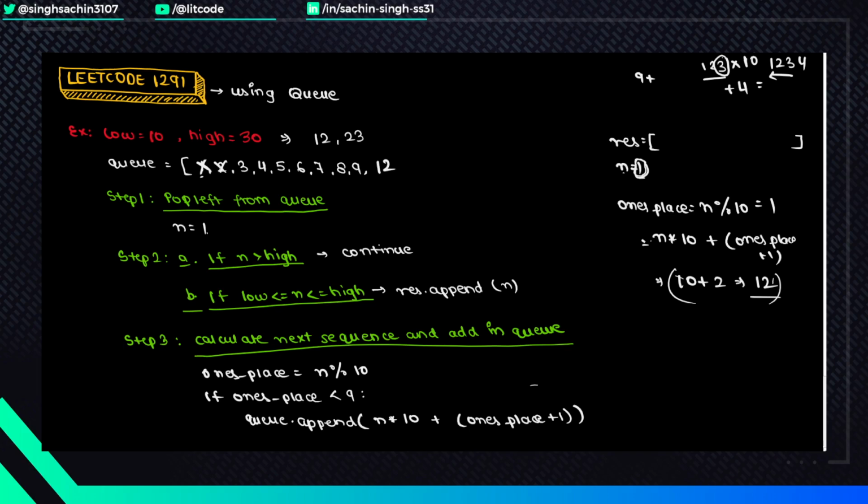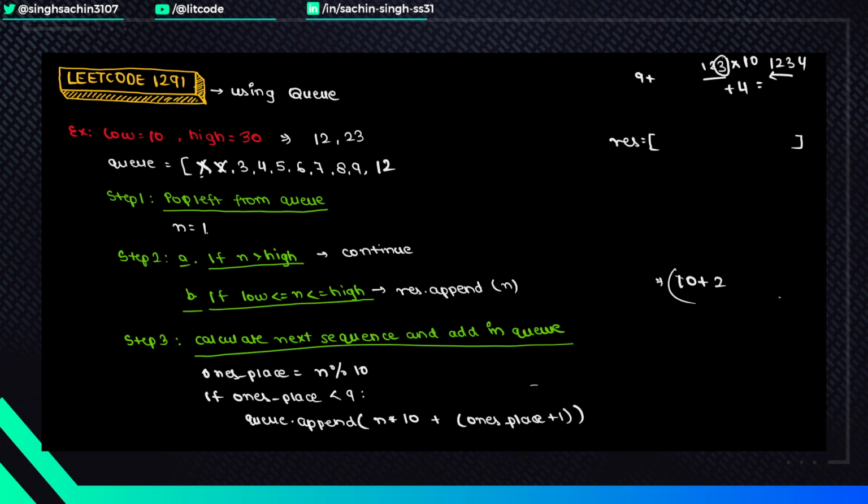Let's do this again, and then I'll skip a few integers and we'll do it for a few others. Next value is 2. N is 2. Is it greater than high? No, but it also doesn't lie within the range of low and high. So what we will do, we will find the next sequential value. Next sequential will be what? 2 into 10 plus 3, which will be 23. We will add this in the queue again.